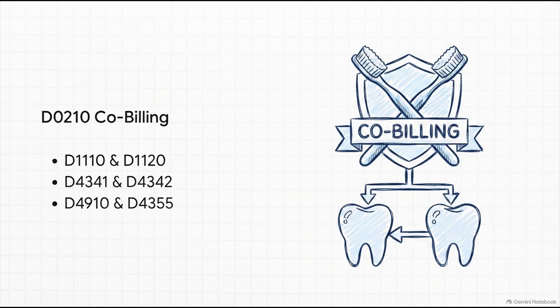But it's also absolutely crucial for establishing the medical necessity of deeper treatments. That's why it's commonly co-billed with D4341 and D4342 for scaling and root planing, D4910 for perio maintenance, and D4355 for full mouth debridement. These codes basically tell a clinical story together. The D0210 is the map, and the subsequent codes are the actual treatment journey.